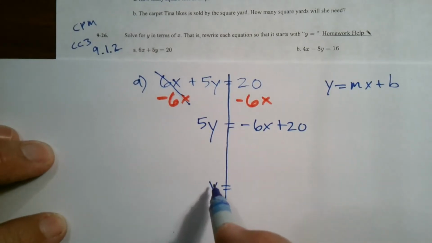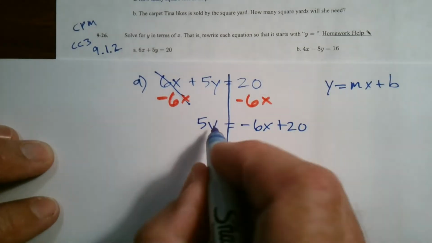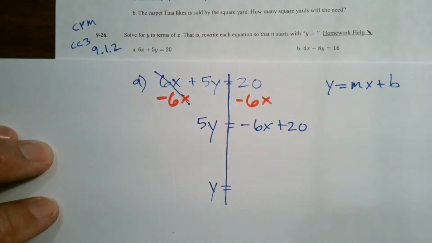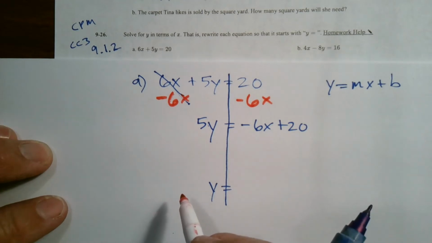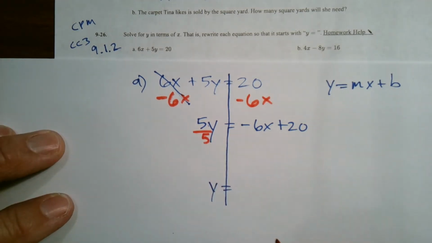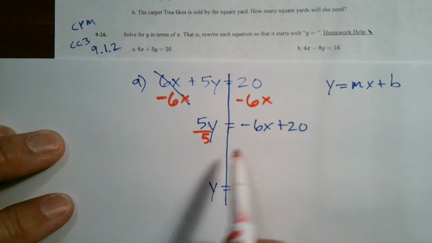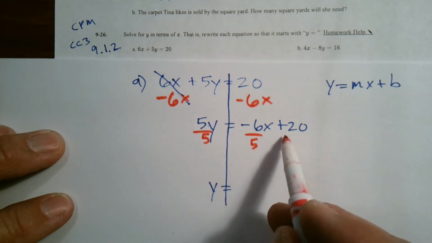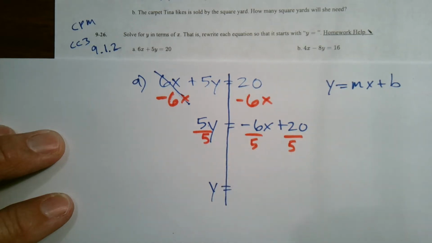I just got to get y alone, one more step. What is happening between the 5 and the y is multiplication, right? It's 5 times y. The inverse operation of multiplication is division, so I divide by 5. This is where it gets a little tricky. You've got to divide each term by 5. So I divide that term by 5 and that term by 5.